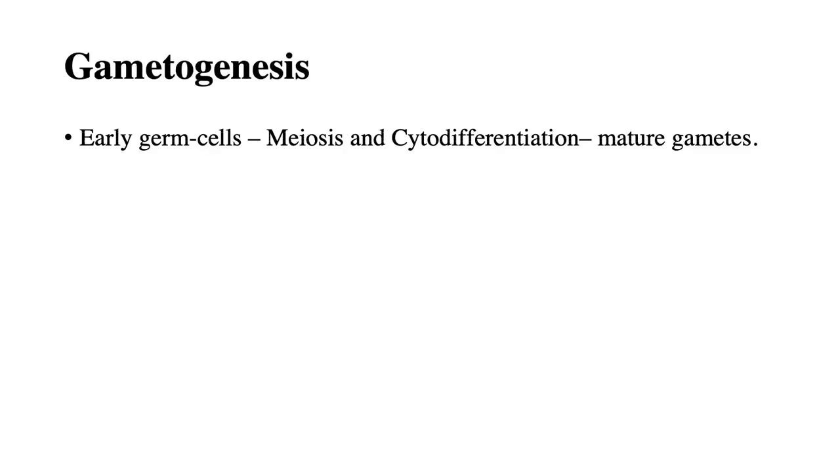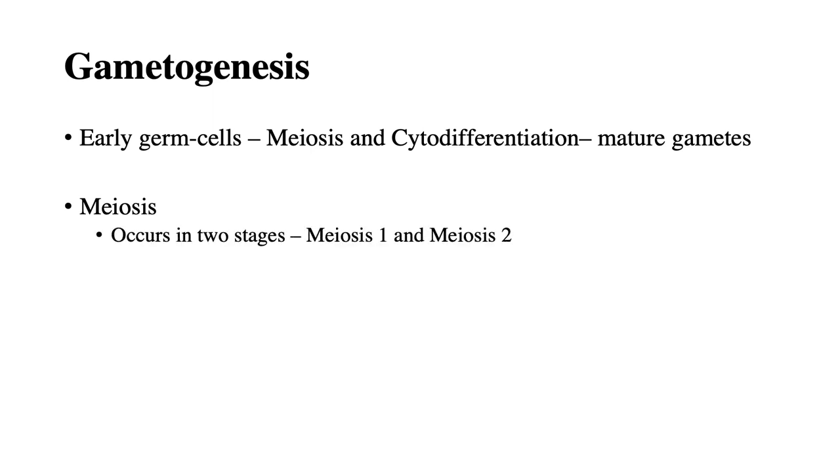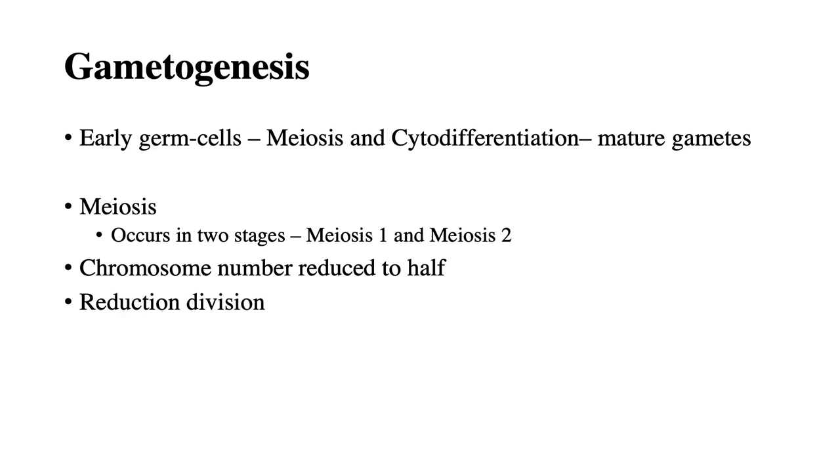Gametogenesis is the process by which the early germ cells undergo meiosis and cytodifferentiation and eventually convert into mature gametes. Okay, meiosis is a special type of cell division which takes place in two stages, meiosis 1 and meiosis 2. And during meiosis, the chromosome number is reduced to half in the final daughter cell. So meiosis is also called reduction division.